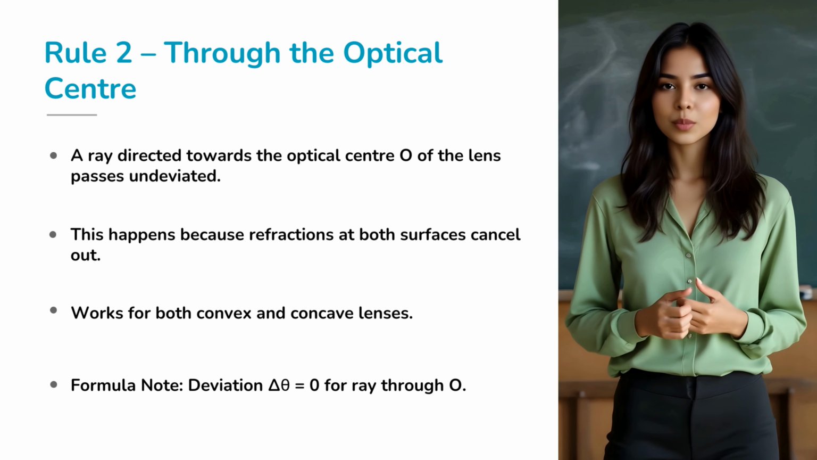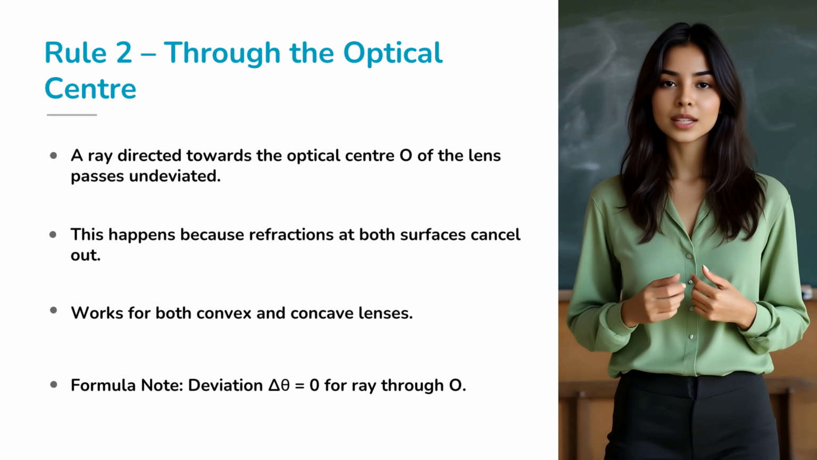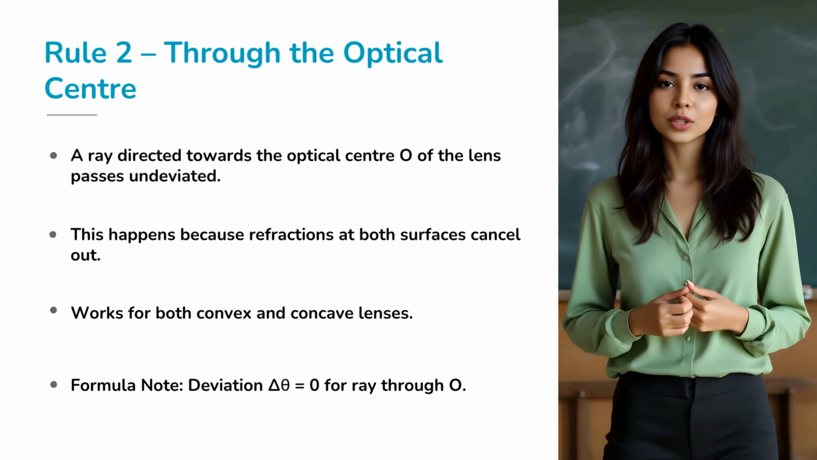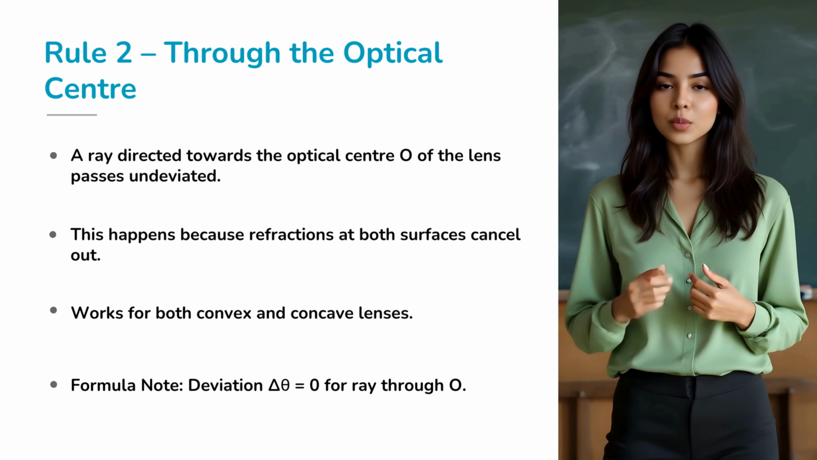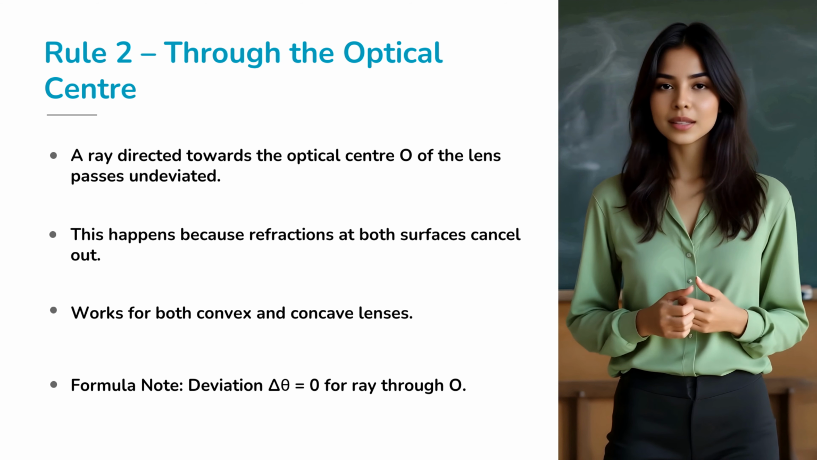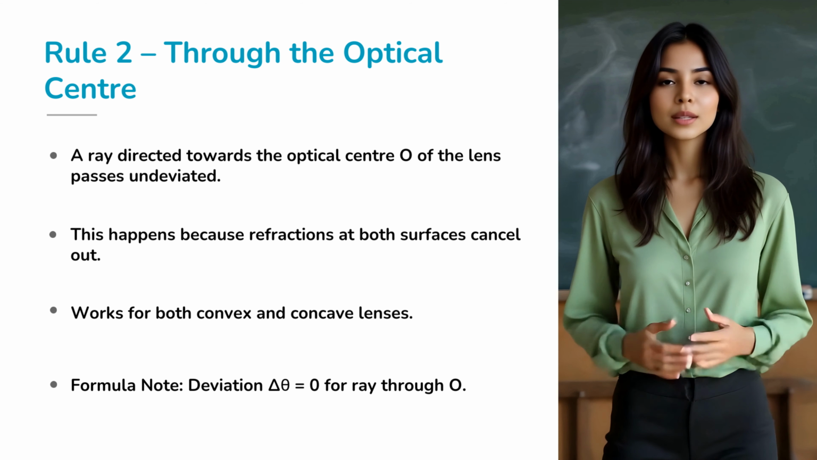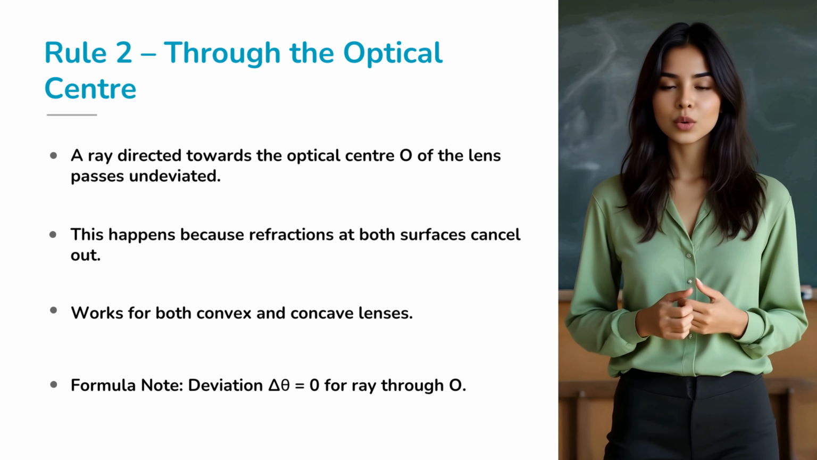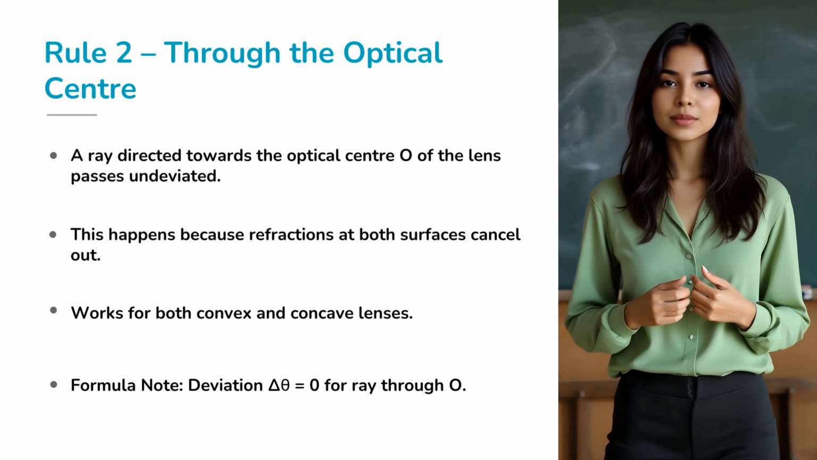This rule works for both convex and concave lenses. Doesn't matter if the lens is converging or diverging, a ray through the optical center always travels like it's on a VIP lane with zero deviation. And yes, there's even a neat formula note, the deviation, delta theta, equals 0 for a ray through O, or in simpler words, no bending, no problem.